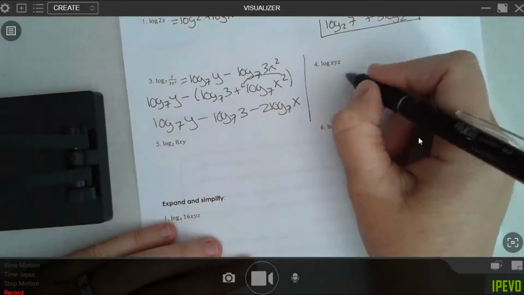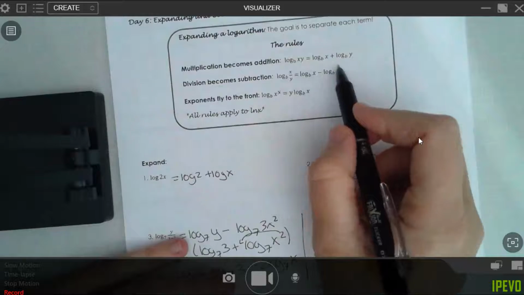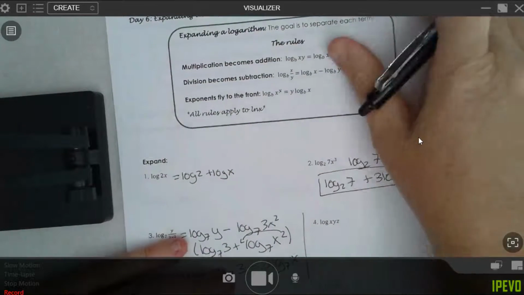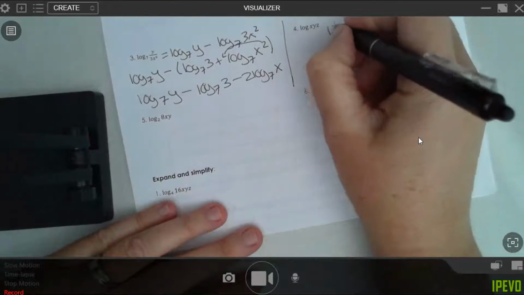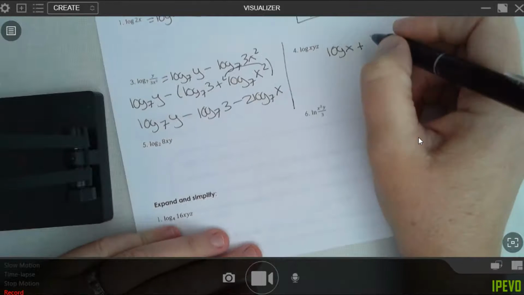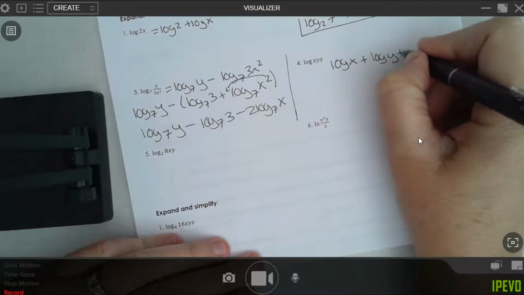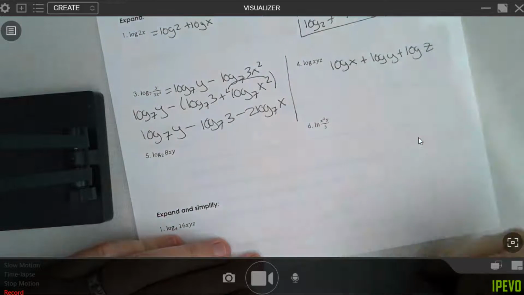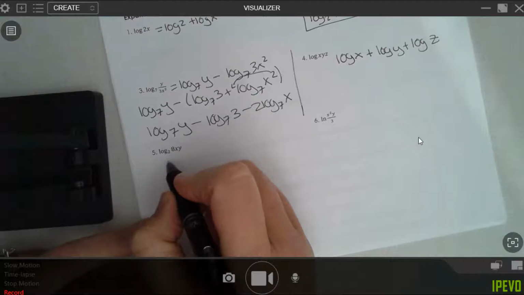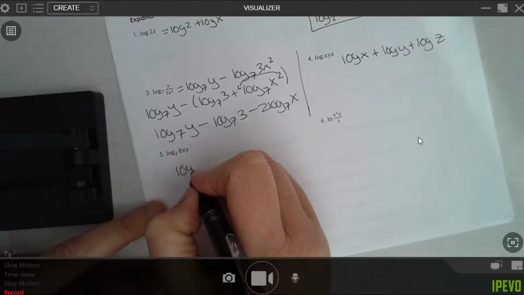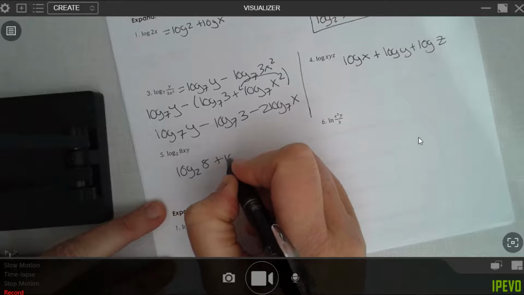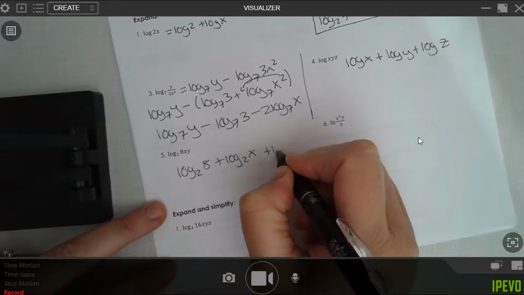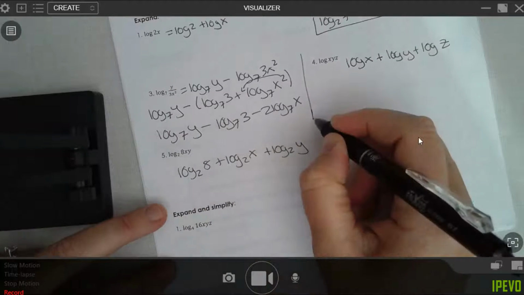So this is 3 multiplication, so I'm just going to apply the addition rule 3 times instead of just twice. So it's going to become log x plus log y plus log z. All right, down here, again, multiplication. So we have log base 2 of 8 plus log base 2 of x plus log base 2 of y.